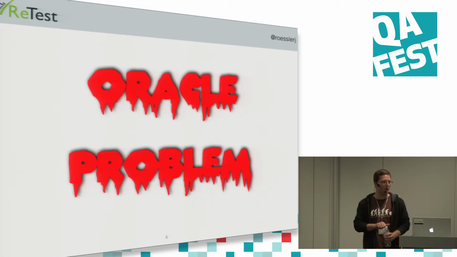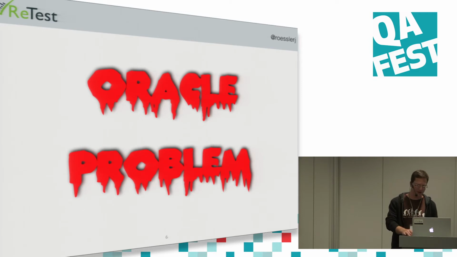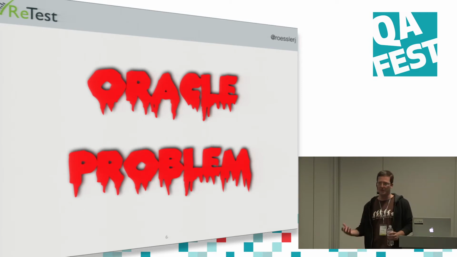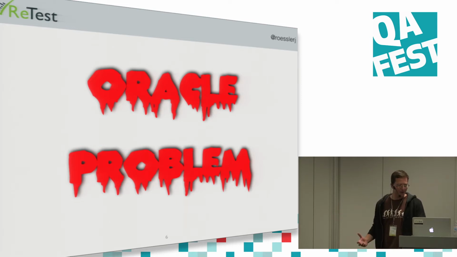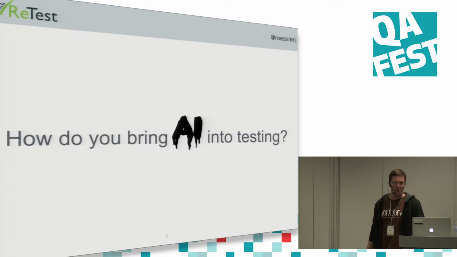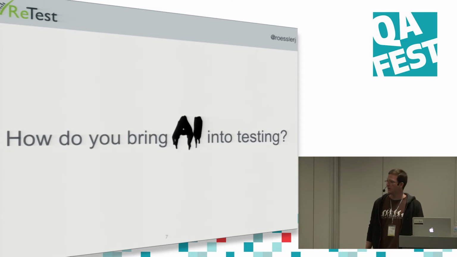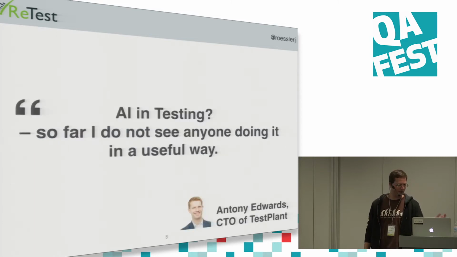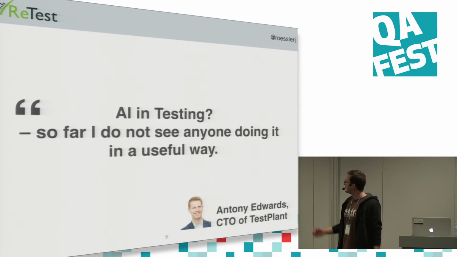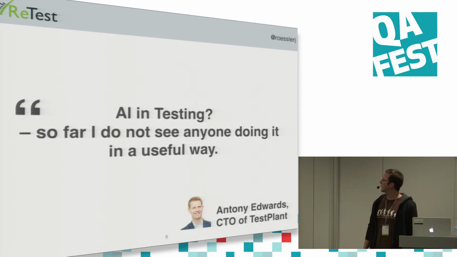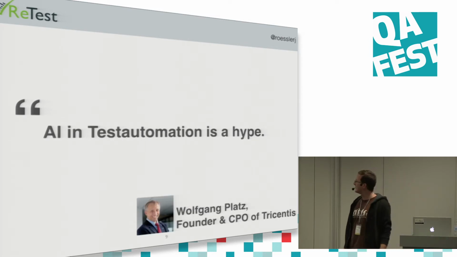This is called the oracle problem, from Greek mythology, the Greek oracle that can tell the future. We would need an oracle to tell us whether the value is right or wrong. This is an unsolved problem, which makes it hard to bring AI into testing. It's so hard that the CTO of Test Plan says that with AI in testing, so far nobody's doing it in a useful way, and the CPO of Tricentis even says that AI in test automation is a hype.